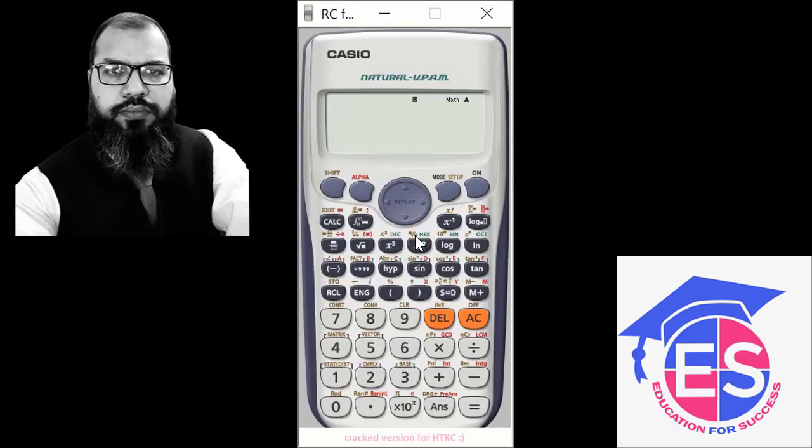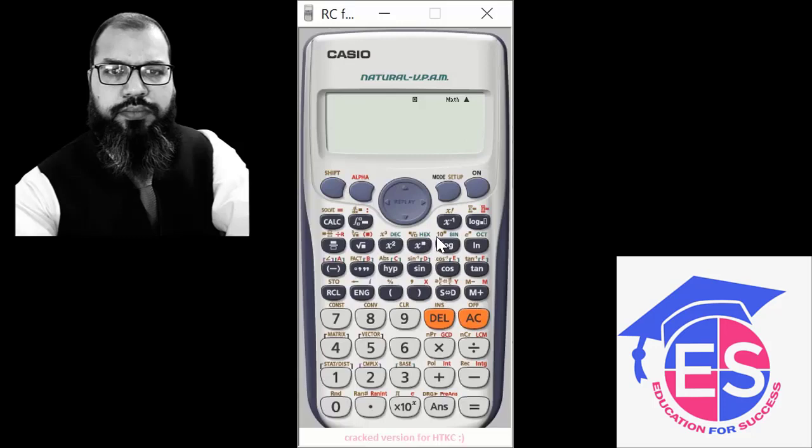This shift function is for the root. This is for the root. For example, if you want the root of a value, for example the fifth root of 25, it will be like this: 5, shift, then 25. This is the fifth root of 25. Again, the cube root of 8 is 2. The cube root of 8.